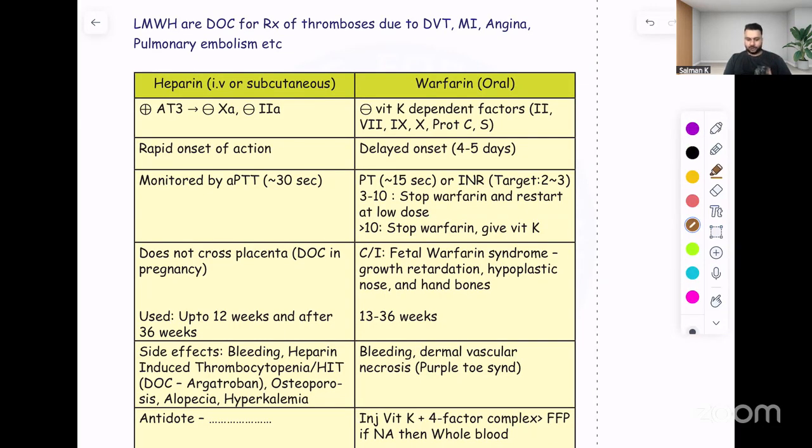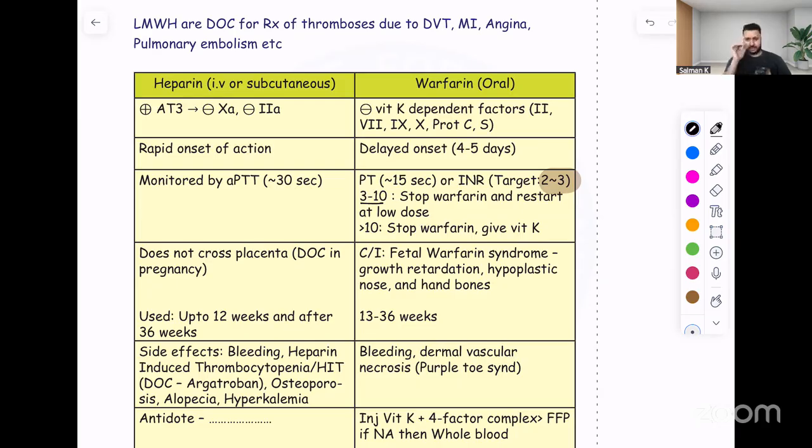So if you check your notes, I told you that for warfarin, the target INR to be maintained is 2 to 3. Okay, 2 to 3. So what we must know is if the INR is increasing more than 3, unless it's a mechanical valve patient, until 3.5, it is acceptable to be normal.